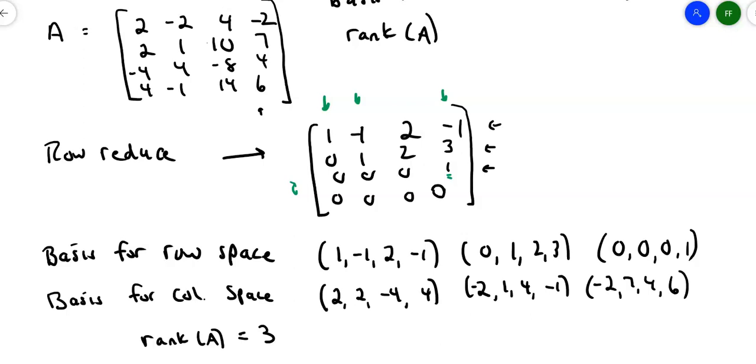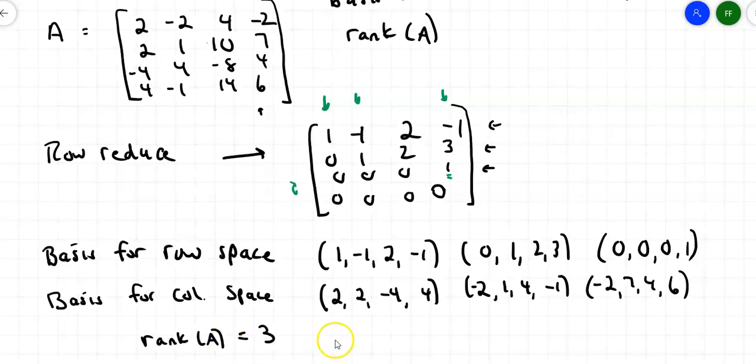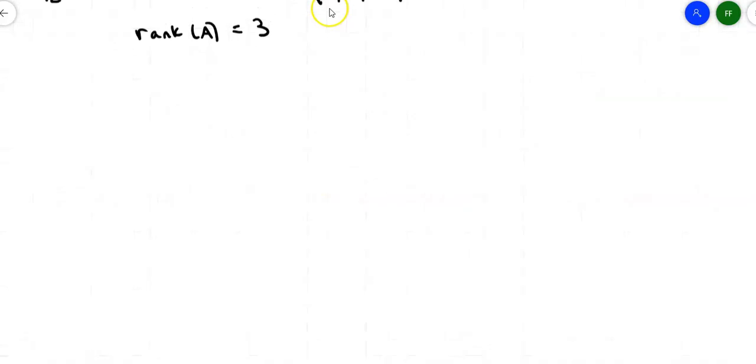All right, let's keep going and talk about null space because it shouldn't take long to talk about null space. The null space is the vectors that map things onto 0. When we do this, we're going to take equations and we're going to set them equal to 0. So the null space is the solution space of AX equals 0.